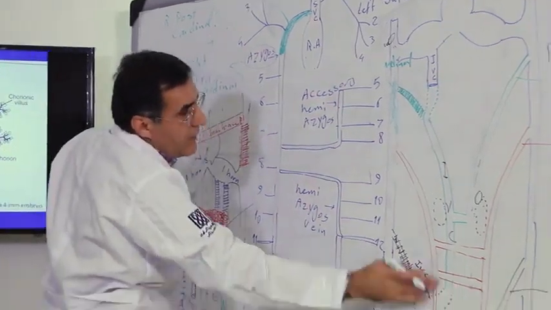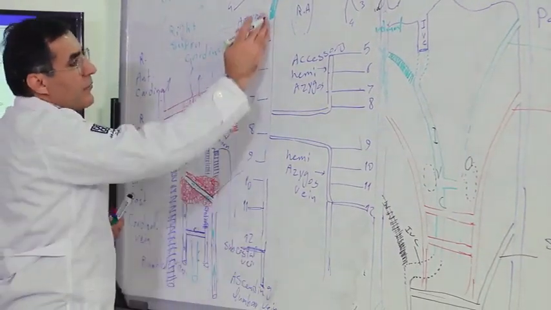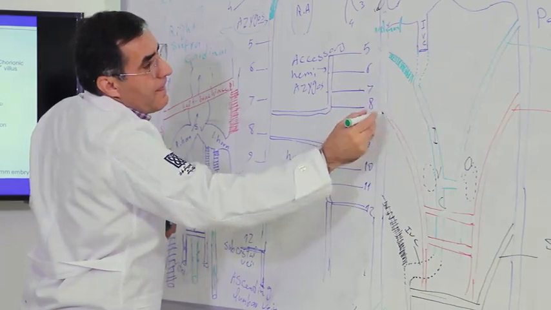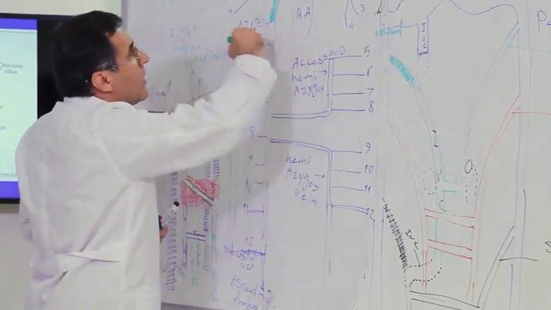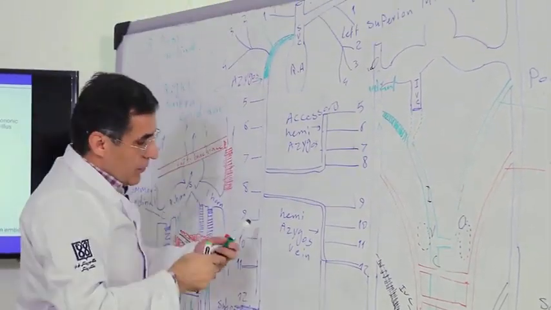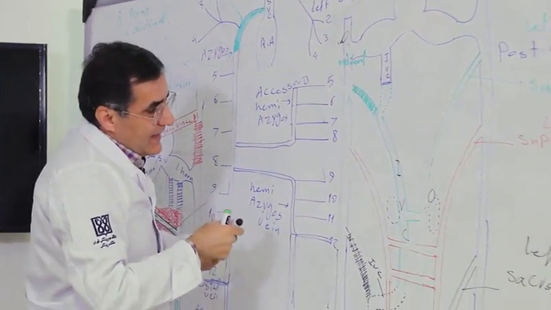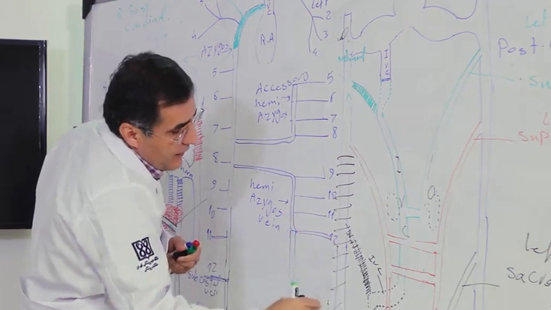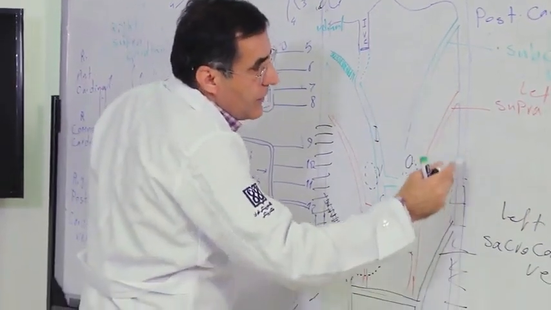Right, most of the azygos is made by the right supracardinals. The remaining part, the arch of the azygos, is made by the posterior cardinal. The distal part of the posterior cardinal vein on both sides is obliterated.